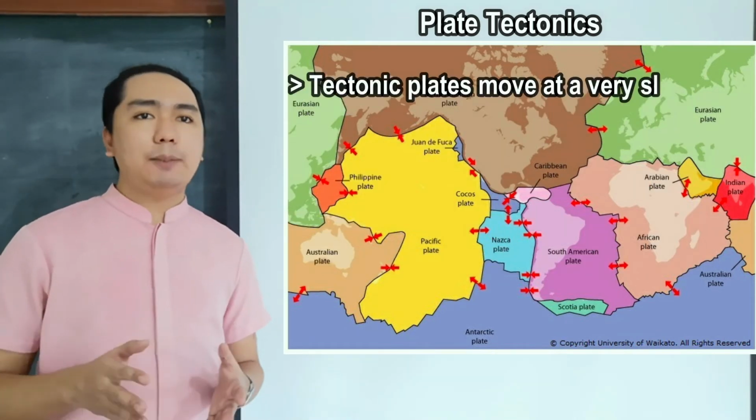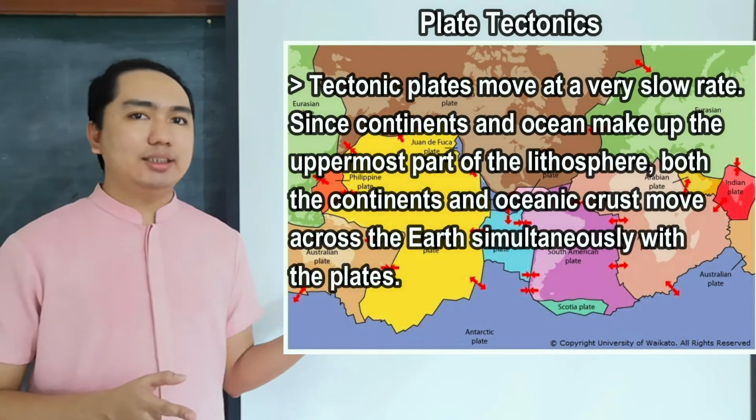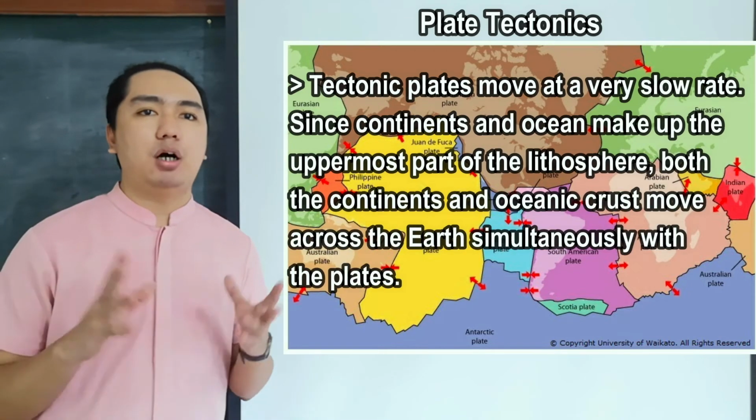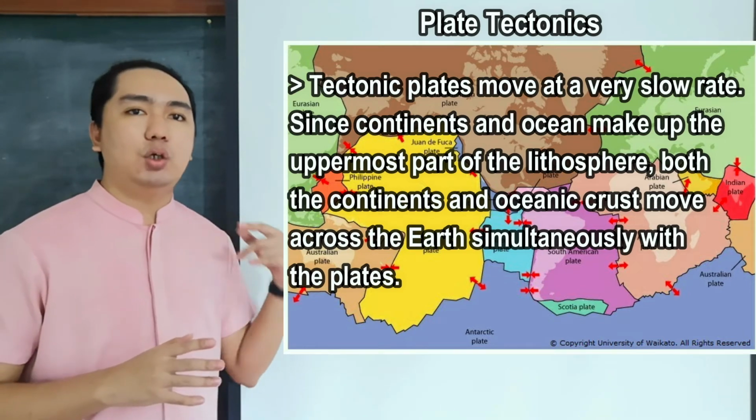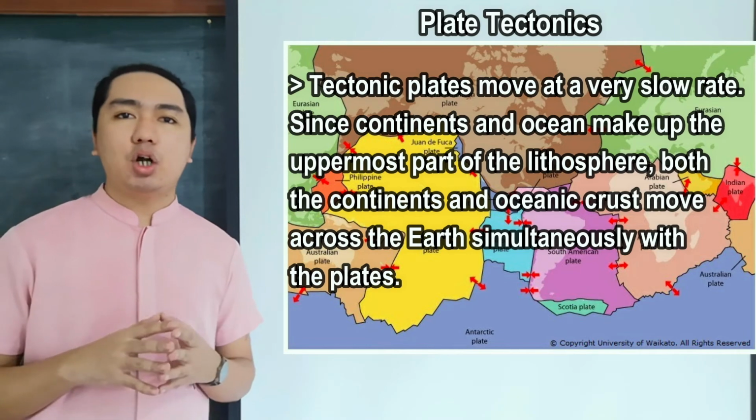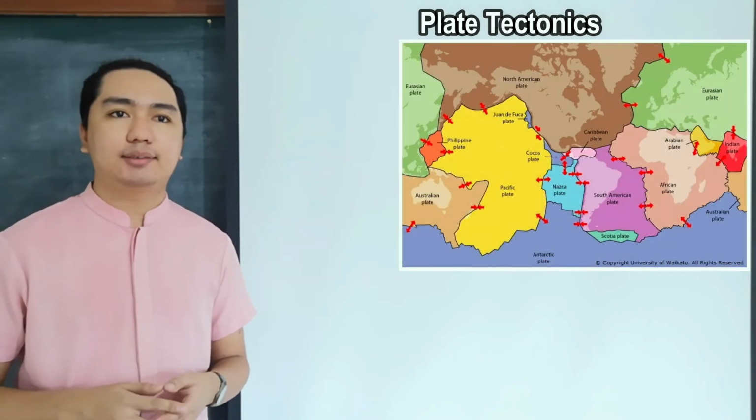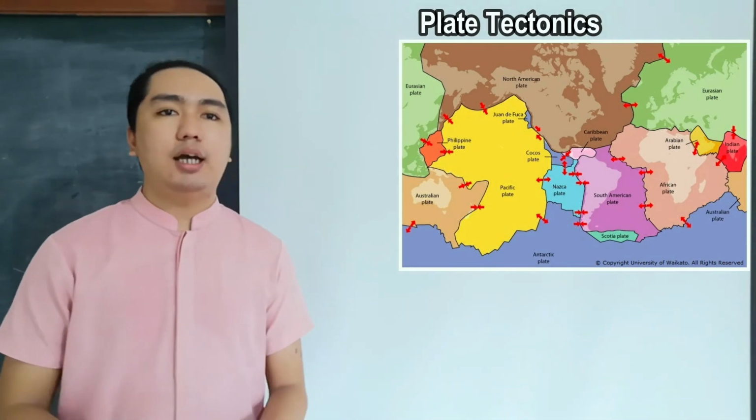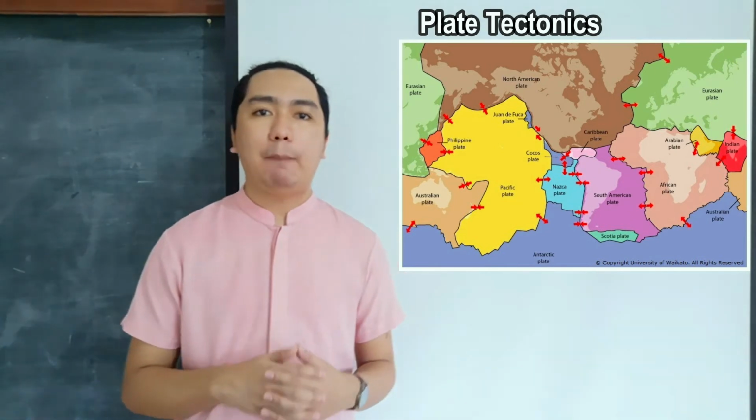Next, tectonic plates move at a very slow rate. Since the continents and the ocean floor make up the uppermost part of the lithosphere, both the continents and the oceanic crust move across the Earth simultaneously with the plates. Most of the tectonic activities take place at the boundaries of these plates.